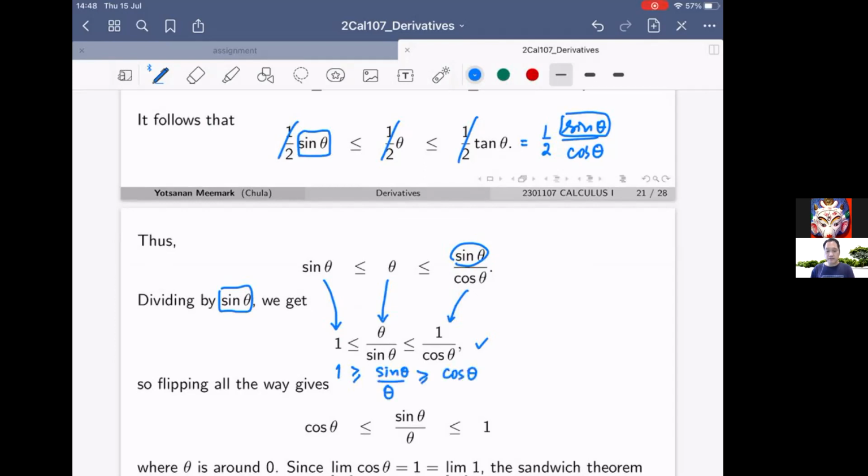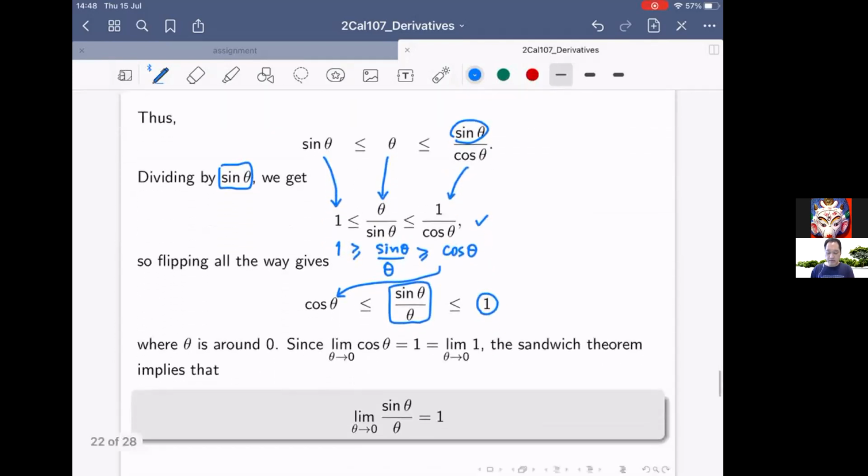So after you do the flipping like this, you reverse again all the inequality. So now the left end becomes cosine and the right end becomes 1. But of course, the middle will not be changed, right? It will be sine theta over theta. Are you familiar with this kind of notation?